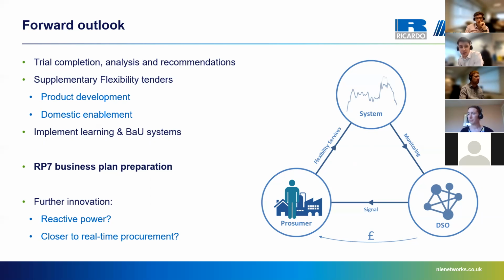And then finally transition this through to what we would term a business as usual solution, where it's no longer under the innovation umbrella. We want to see flexibility being a large part of our RP7 business plan. That's the period that begins in April 2024 and will run out to probably 2029, the 5-year period when we invest in network and build it out. And we want to see flexibility now being used as an alternative to those conventional solutions. We're also beginning to consider what our further and future innovation will look like.